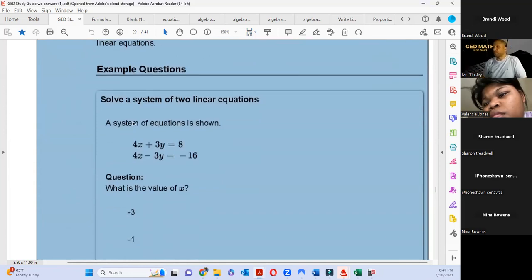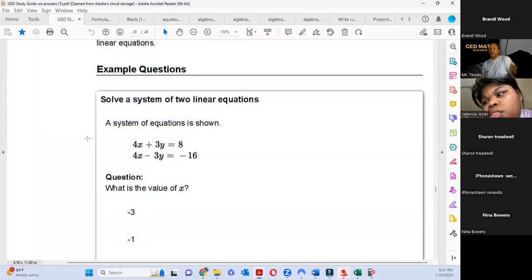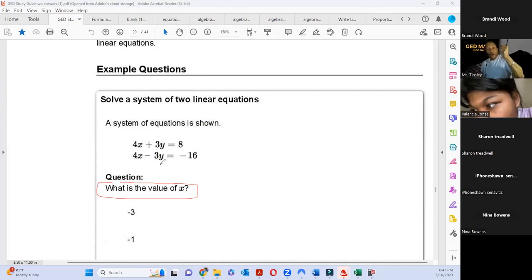Okay. So if they want to know what X is, what variable do I need to get rid of? I thought you get rid of the 4 first. No. Listen to what they're asking. What is the value of X? So if I'm trying to solve for X, what variable should I get rid of?